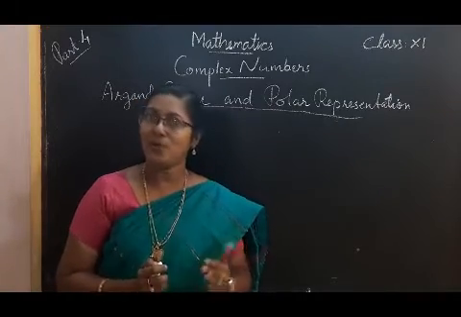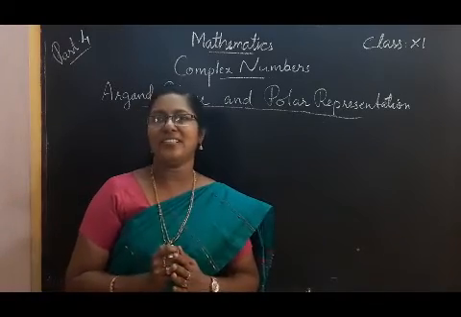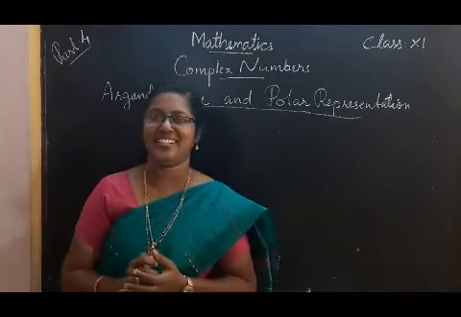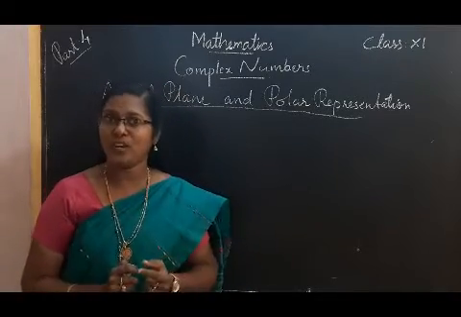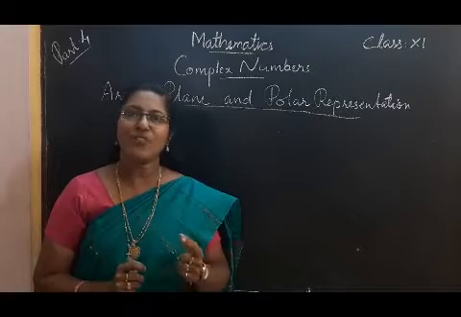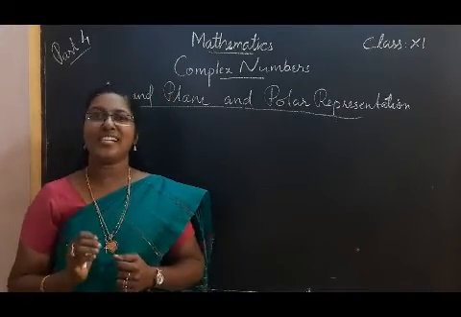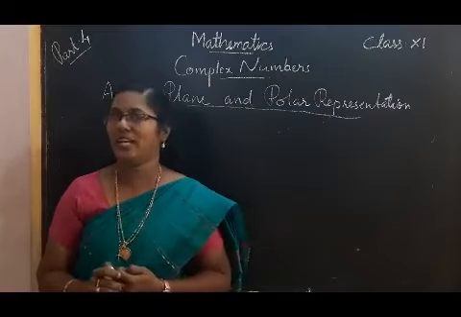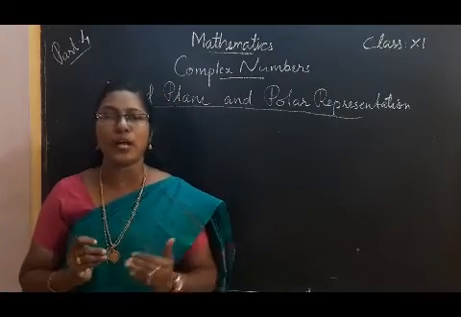Chapter 5: Complex Numbers, Argand Plane and Polar Representation. In the previous sections we discussed part 1, the introduction of complex numbers. Part 2 and part 3 consist of exercise 5.1. Today's topic is the Argand Plane and Polar Representation.